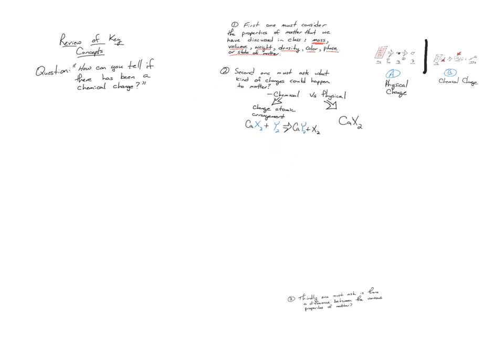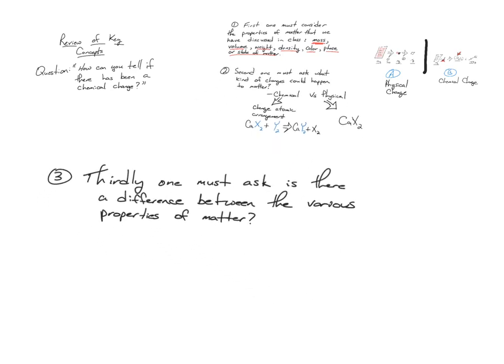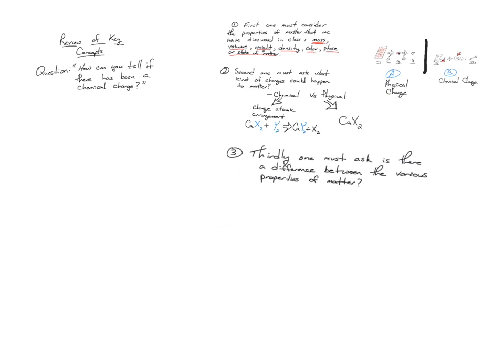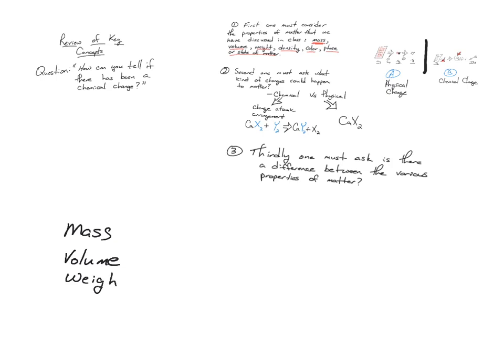Lastly, you have to think about, what's the difference between the different properties of matter? What's the difference between mass, volume, weight, and properties like density, color, and phase or state of matter?